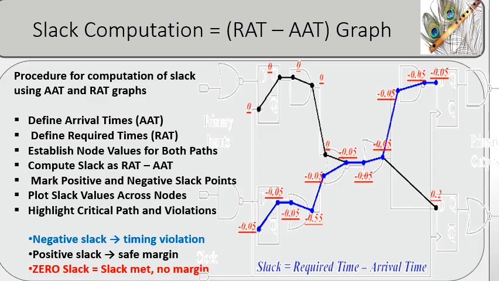Positive slack values like plus 0.20 mean signals arrive earlier than required, ensuring safe synchronous performance. Negative slack values like minus 0.05 and minus 0.055 mean signals miss the required window, limiting frequency and reliability. The resultant RAT-AAT graph highlights these safe and unsafe nodes, defining the true critical path.